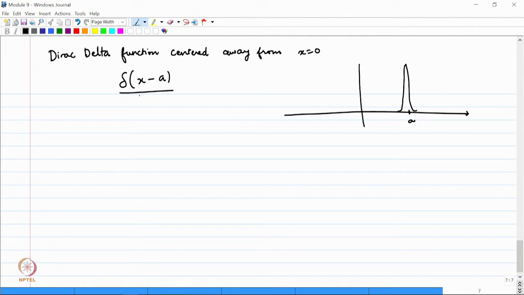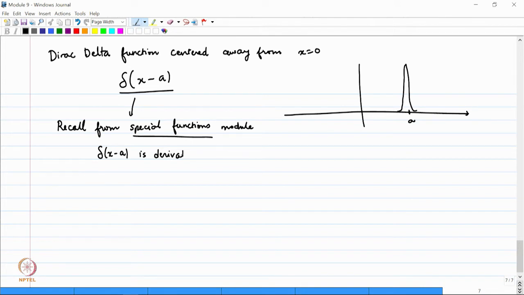Dirac delta function, we have already seen this when we were doing special functions. Recall from the special functions module, we did the Dirac delta function as the derivative of the step function. And we also said that it is defined under the integral.